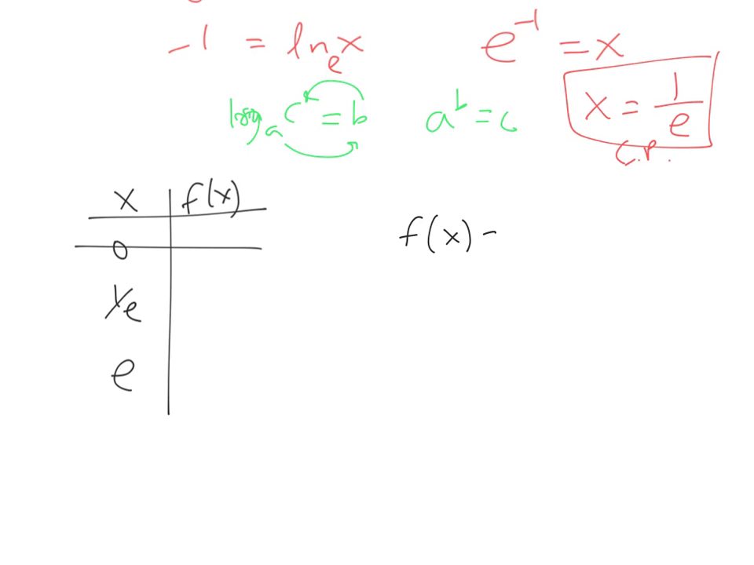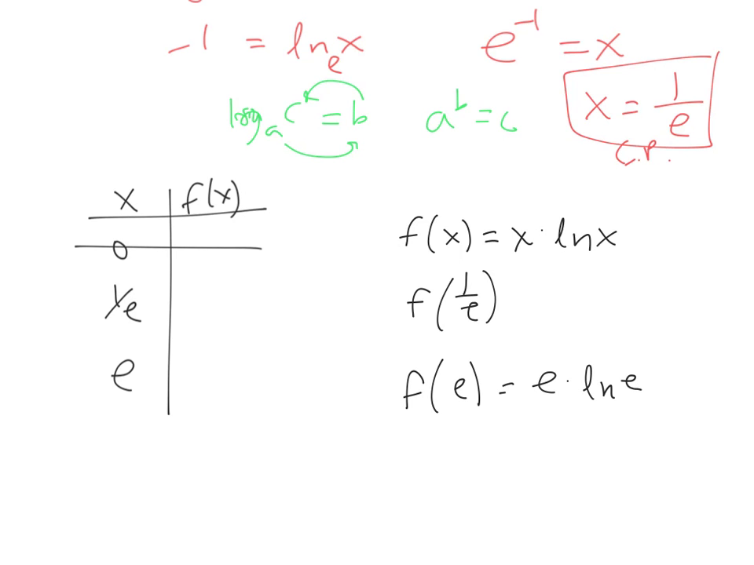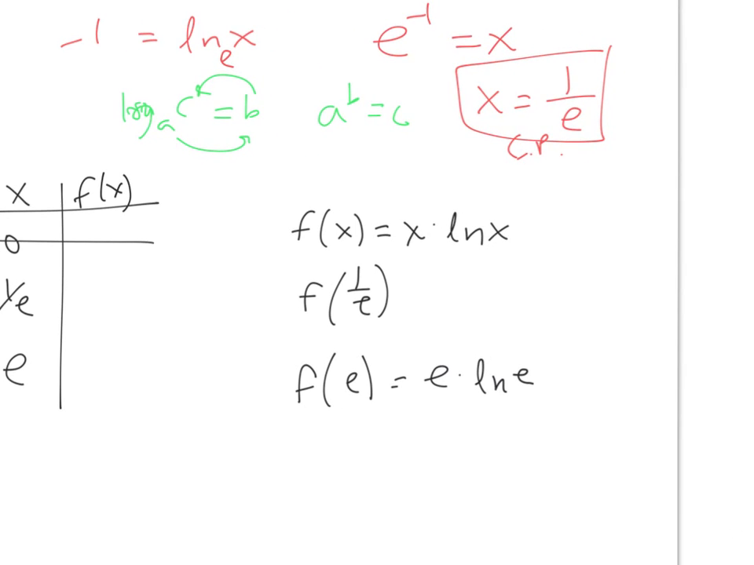My original function was x times natural log of x, and I'm just going to plug in both of those values. So for 1 over e, I'm getting f of 1 over e. Okay, that one looks a little difficult. Let's do f of e first, and then we'll come back to that. E times natural log of e. So natural log of e, remember I'm thinking e to what power gives me e? And that's just 1. So the answer here is e times 1, which is e. So f of e is actually e.